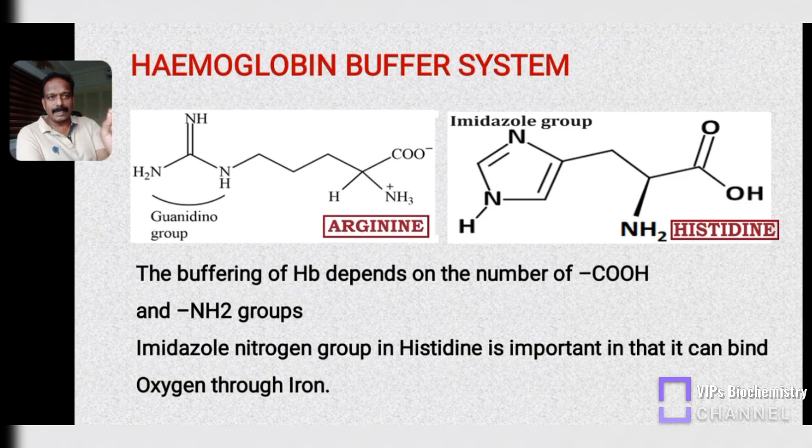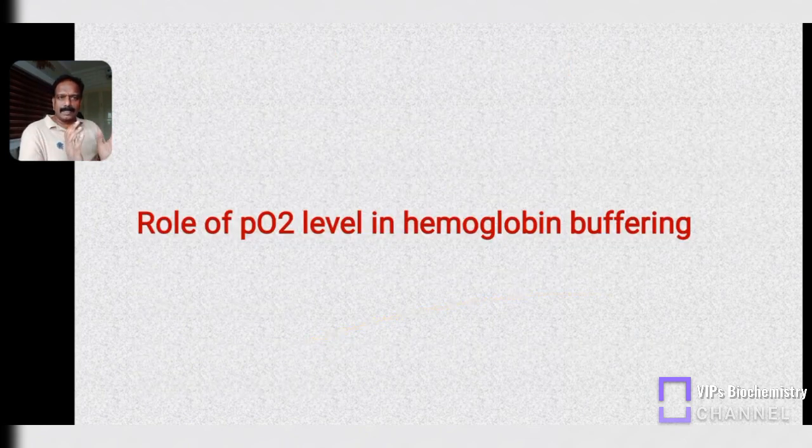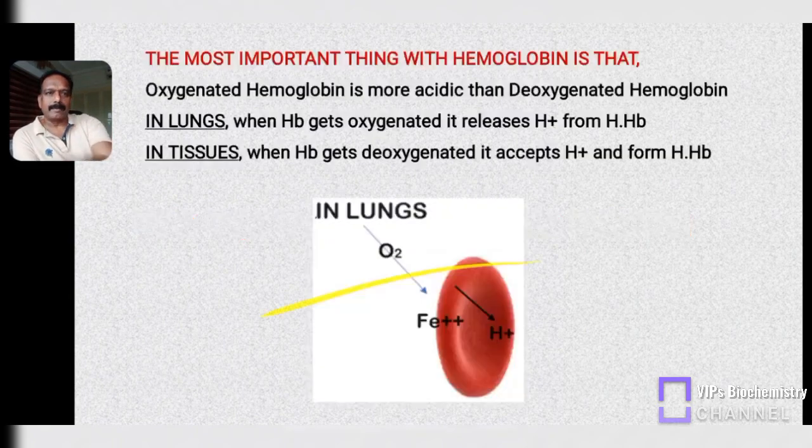So ferrous ion, Fe2+, is attached to this nitrogen, which in turn accepts oxygen. So this histidine is very, very important in buffering capacity as well as functioning of hemoglobin as a carrier of oxygen. Now, let us see how oxygenation of hemoglobin affects the buffering capacity.